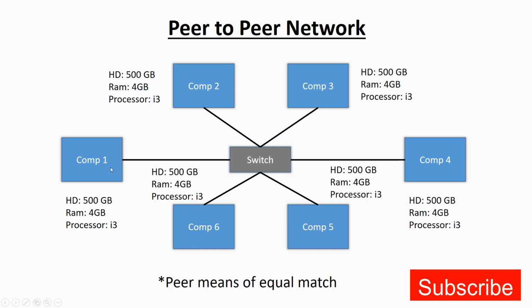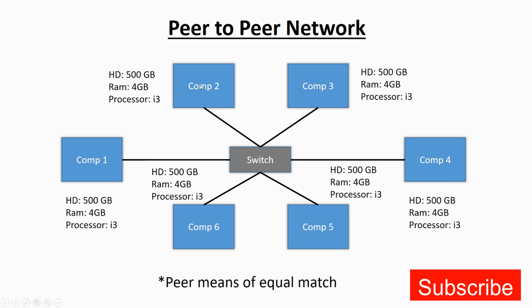You can see that computer 1 has a hard disk of 500 GB, the RAM is 4 GB, and the processor is an i3. Similarly, you can see the same configuration for the other PCs also. There might be certain PCs of less or more configuration, but almost all the PCs are of equal configuration, understand it. So all the PCs are of equal configuration and there is no central server. There is no one server which takes control of all these PCs.